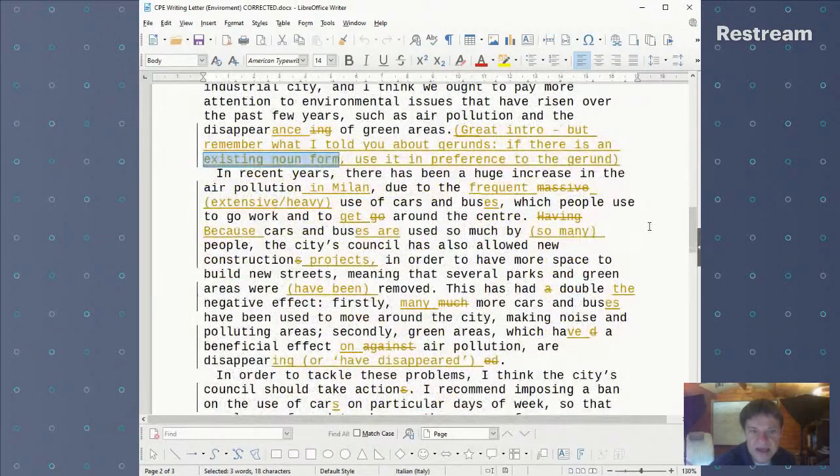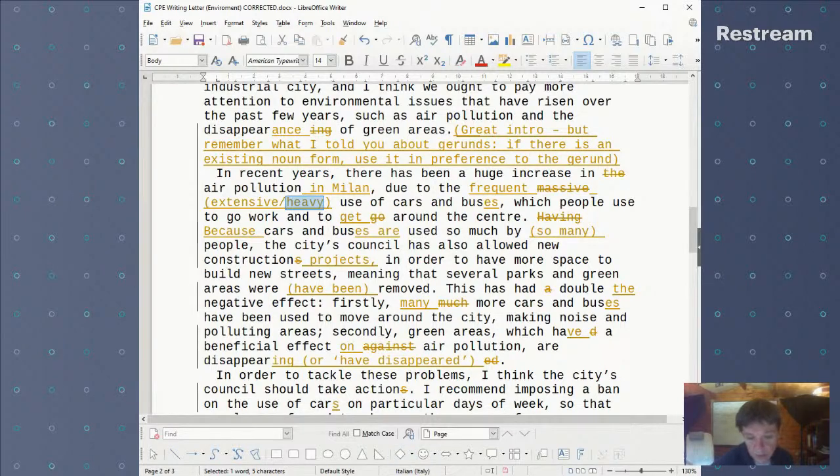Okay, so let's keep going. In recent years, there has been a huge increase in the air pollution, or in air pollution in Milan. Missed that, guys, sorry, but do be careful with your articles. So in air pollution in Milan, due to the frequent or extensive or heavy use of cars and buses. Now, I didn't like massive. I don't think we say the massive use of. I think frequent, okay, but if you want to say extensive or heavy, they collocate very well with use.